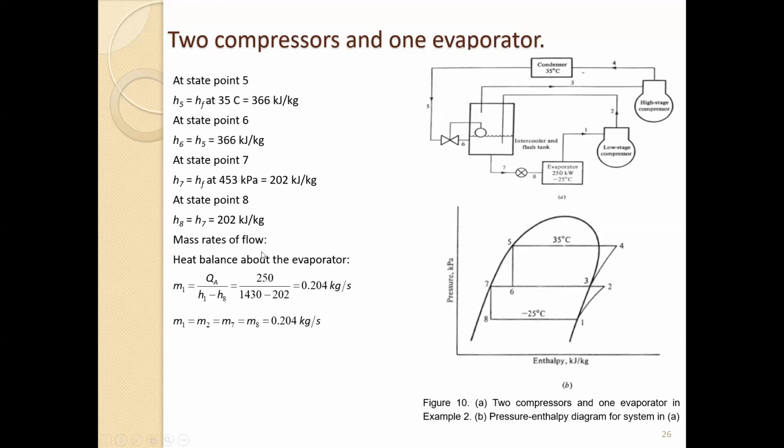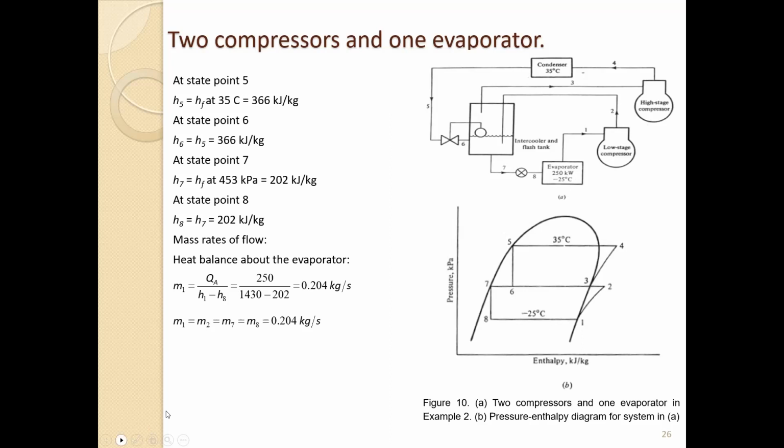So for the mass rate of flow, we make a heat balance about the evaporator. M1 is equal to QA over H1 minus H8, or 250 kilowatt, over 1430 minus 202, which is 0.204. Take note that M1 is equal to M2 is equal to M7 and M8. That is what circulates here. What circulates at the top?